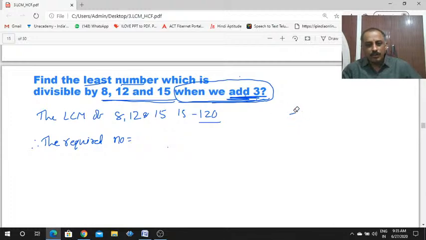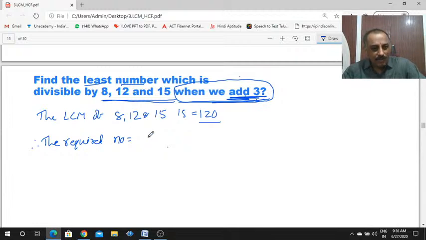So, the LCM of 8, 12 and 15 is 120. Okay. Now, the question is, which number is divided by 8, 12 and 15 if you add 3?